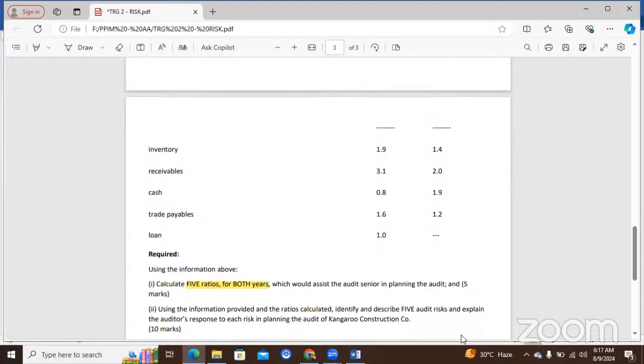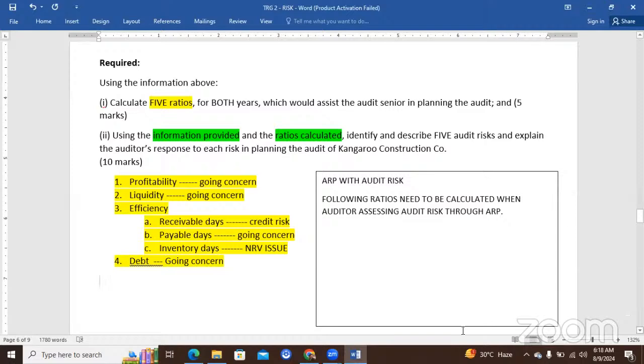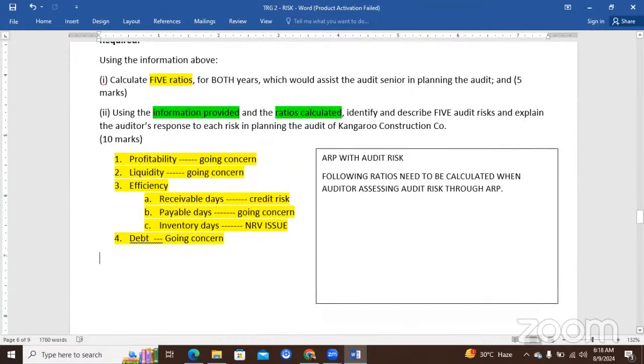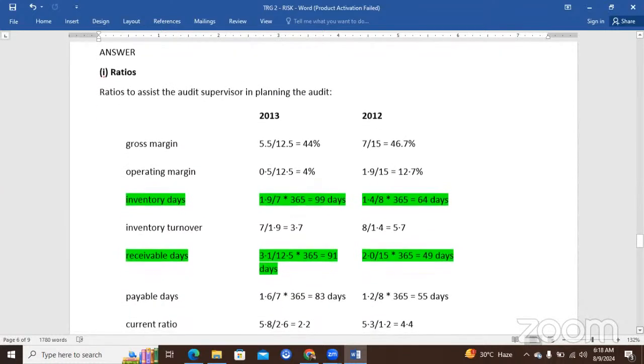Right. So whatever we can calculate, if the information is provided, just calculate that also. But don't forget to calculate the efficiency ratios. I'm not bothering much about other ratios. My concern is only efficiency ratios most of the time. Right. So now let's move to the ratios.